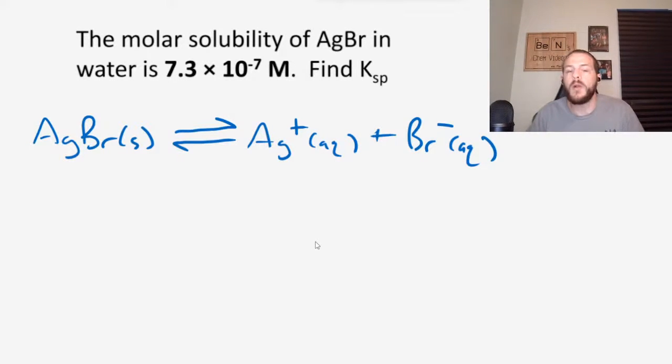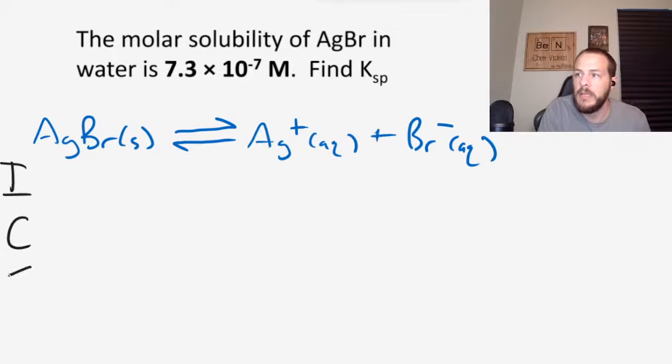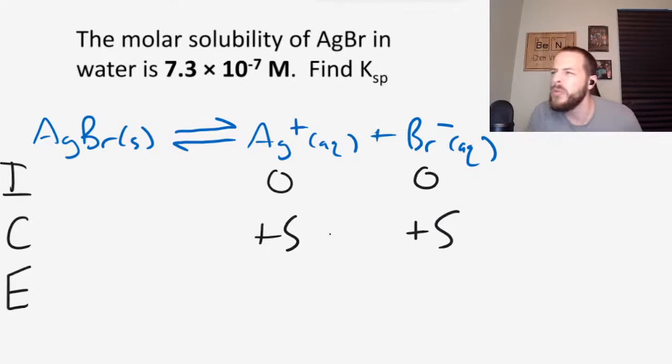Okay, so again, we're going to work out an equilibrium problem similar to the one that we worked out in the last problem, right? So we're going to have our ice table. So we're going to have I for initial, C for change, E for equilibrium. Of course, initially, we don't have any silver ion. We don't have any bromide ion. The change, again, they're going to increase by plus s. It's going to be plus s. Notice there's no 2 or 3 in front of the s because both of these silver and bromide ions have an understood coefficient of 1 in front of them.